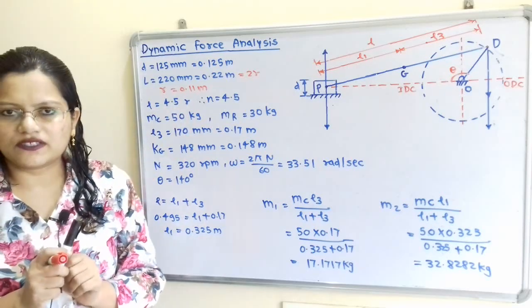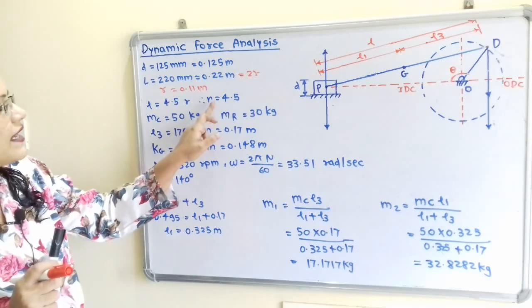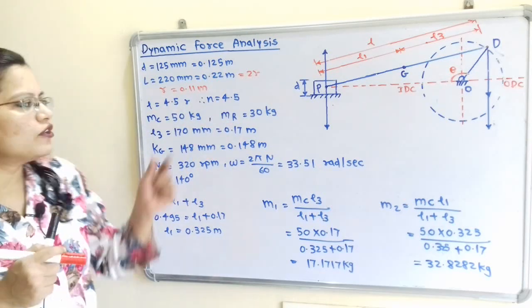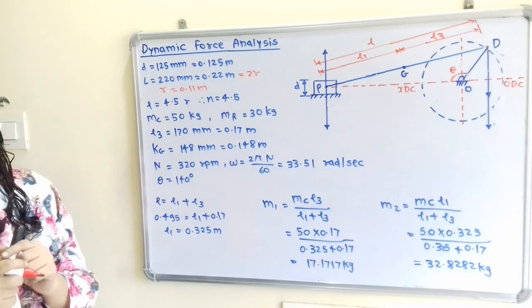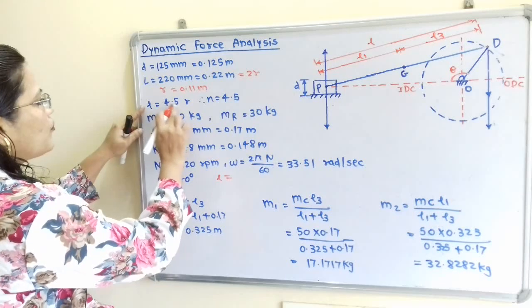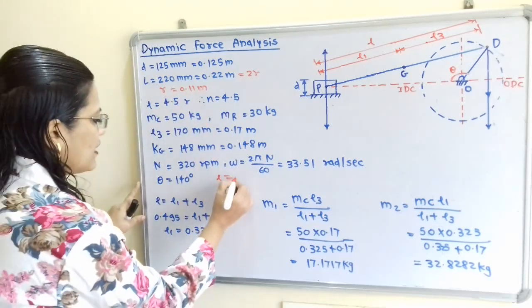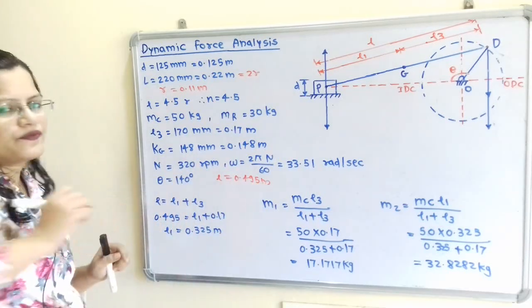Now the one relation is given, length of the connecting rod is equal to 4.5 times of crank radius. So we know that obliquity ratio is L by R. So we can say that L by R is equal to 4.5. So from this relation we will also find out the value of L, that is the length of the connecting rod. So L is equal to 4.5 into 0.11, that is equal to 0.495 meter.